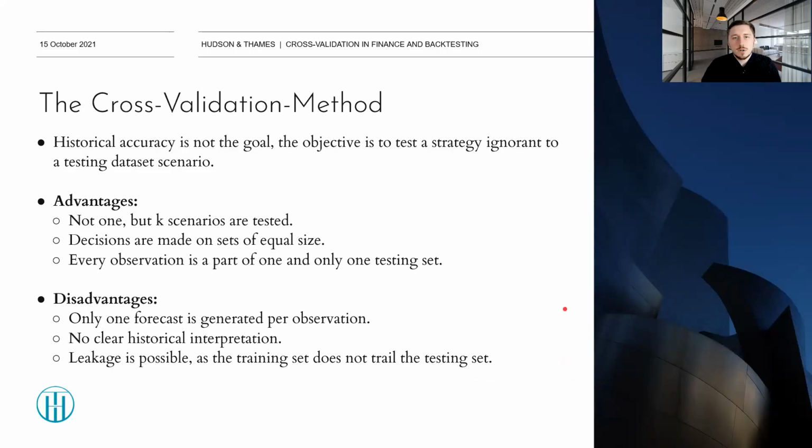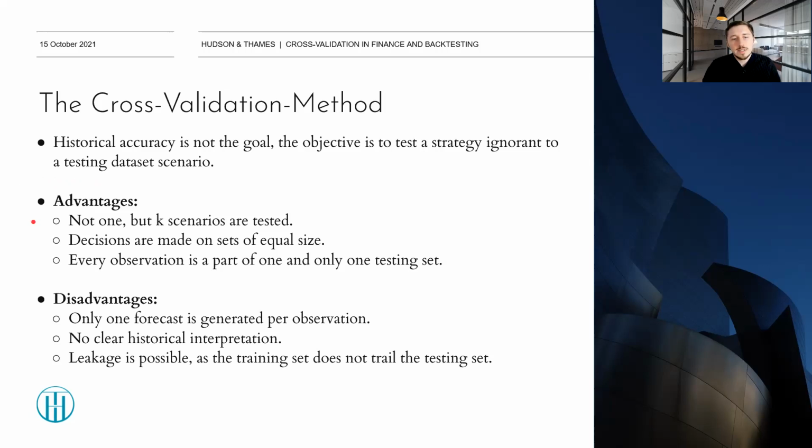In contrast, here is the cross-validation method. And as mentioned previously, the historical accuracy here is not the goal, but the objective is to test the strategy performance on data not previously seen by the strategy. It also has a set of advantages and disadvantages. Let's briefly discuss what they are.